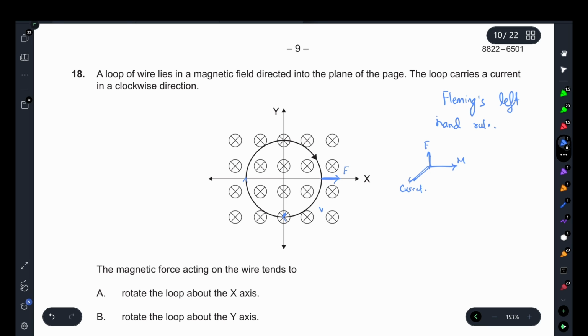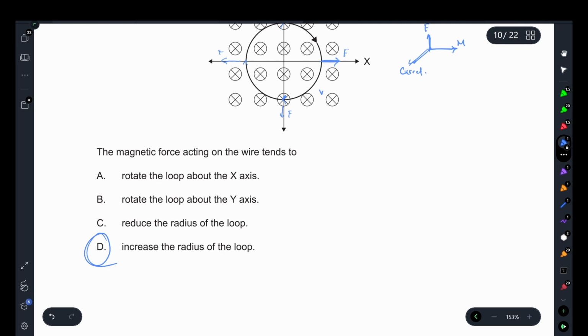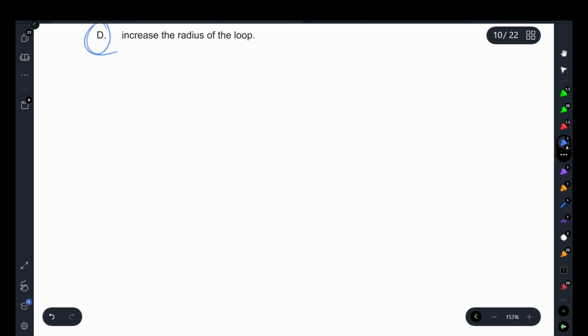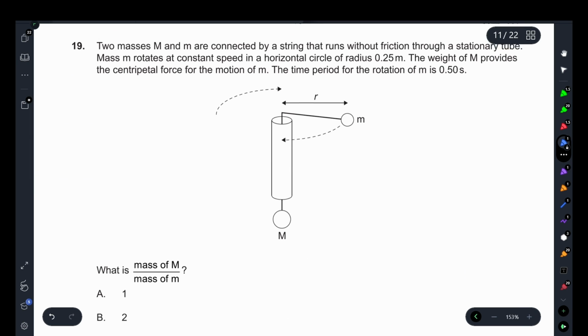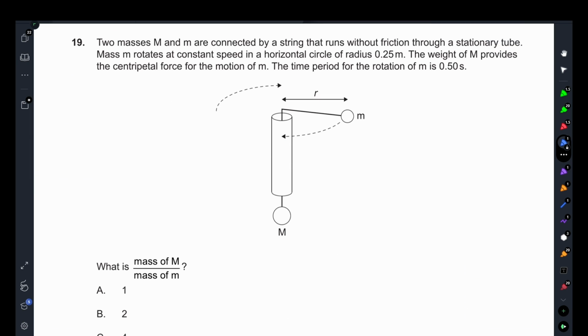Now, as you travel around the loop, drawing out the forces, this means the loop is being stretched outwards, thus increasing the radius of the loop. Question number 18, option D. Moving on to question number 19. This is one of the most equation heavy, or rather mechanically intensive questions, where you really have to think before doing anything. Right here, the mass is swung in a circle of radius r, and another mass is held here, stationary. The tension in the rope keeps this mass from moving.